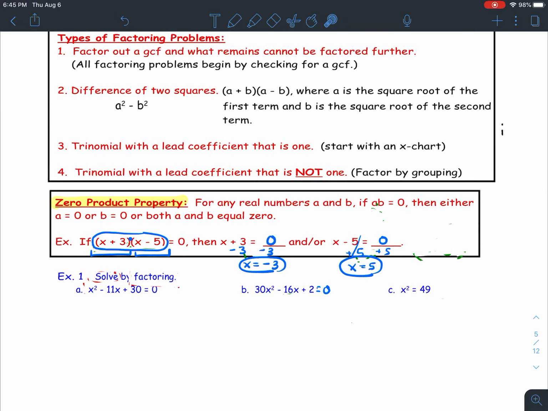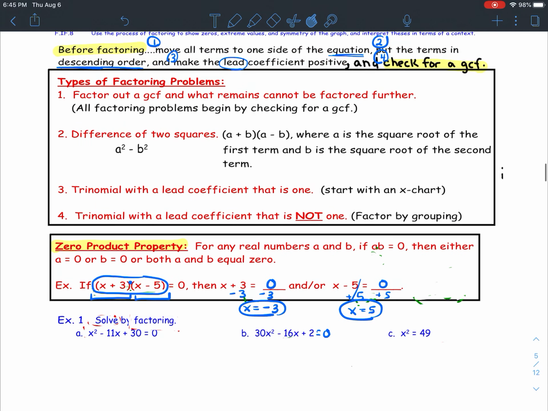Okay, so let's go ahead and do a problem here from the very beginning. We're going to take a look at example A. We can see this is an equation. Okay, the first couple steps I had listed above this box here have already been done for us. All the terms are already all moved to one side. It looks like the terms are already in descending order here. Okay, my lead coefficient looks like it's already positive. I can see I have a 1 here in front.